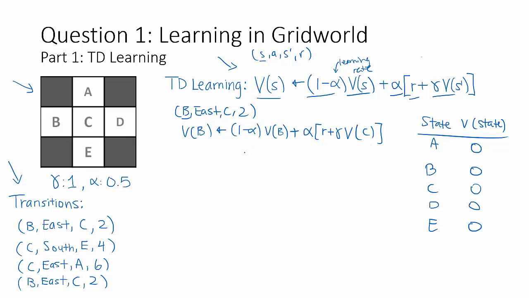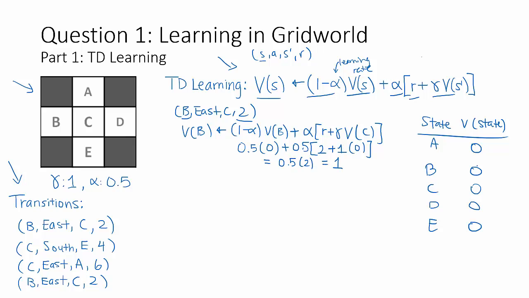And all we need to do is plug in numbers. So alpha is 0.5, that means 1 minus alpha is also 0.5. The current value of B in our table is shown here, that's 0. So we have 0 here, plus the alpha value, which is 0.5, times the reward. The reward for this transition is 2, so 2 plus gamma, that's 1, times V of C. The value of C in our table is 0, so we put a 0 here. This gets simplified to 0.5 times 2, which is equal to 1.